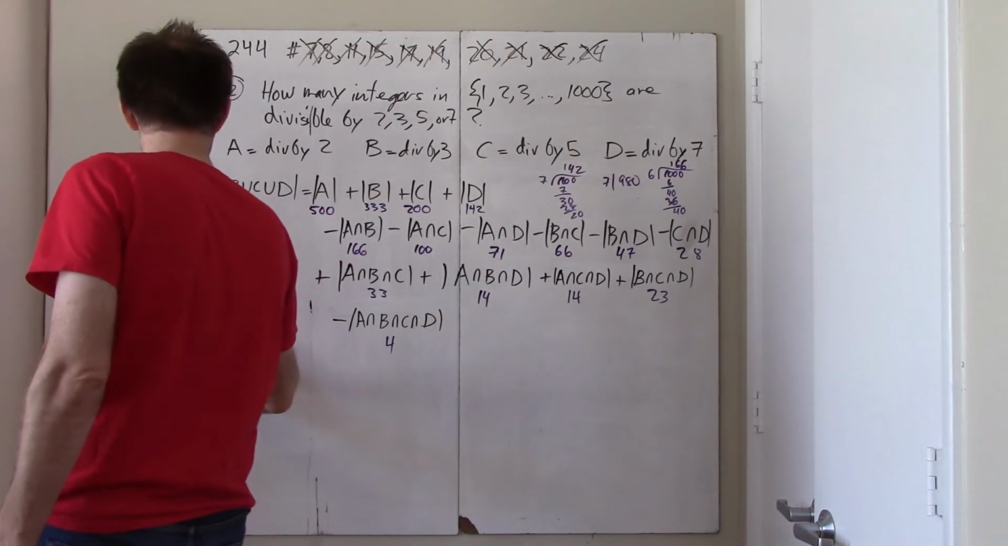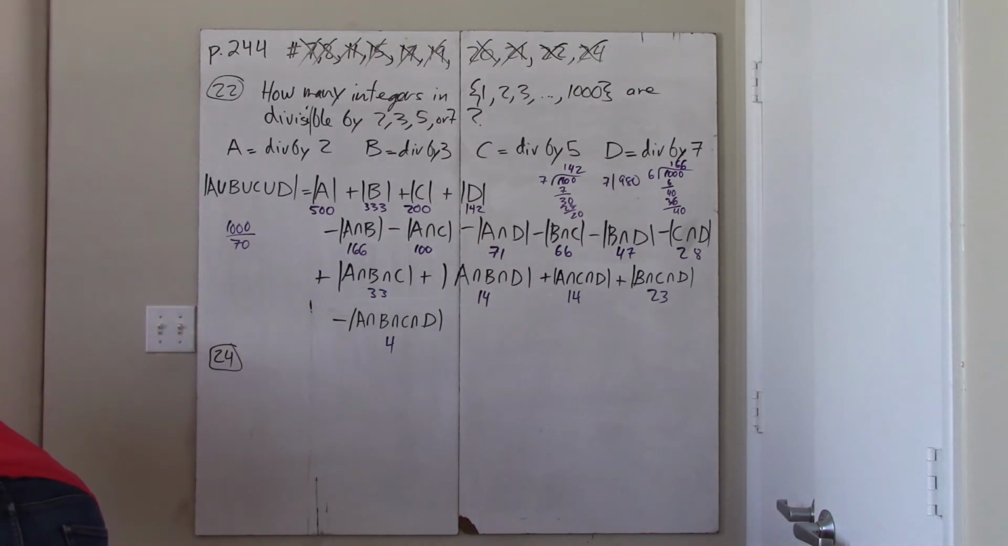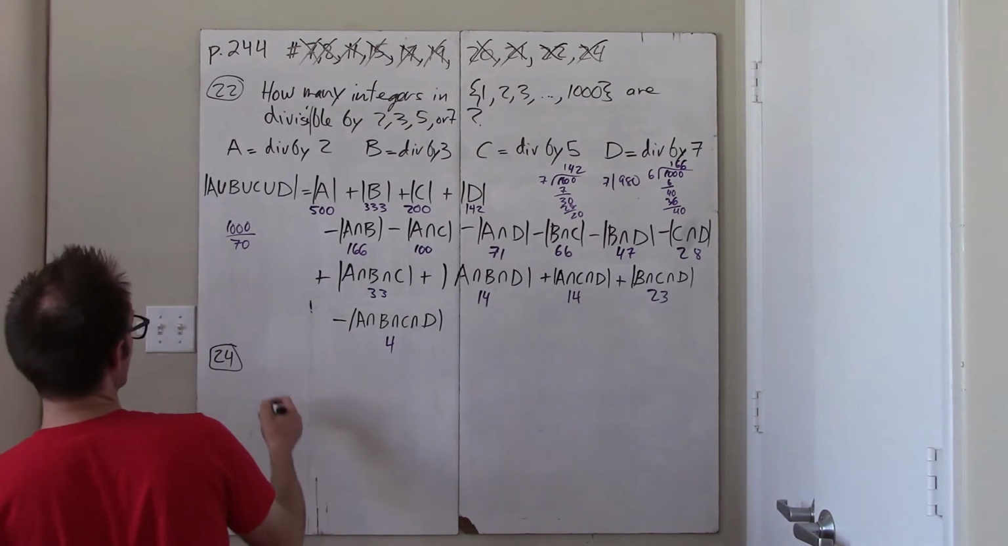Problem 24 says, apply the Euler totient function, which we learned about in the previous video. This problem is super tedious. I'm not going to actually do everything it says. It just says calculate phi of n for a bunch of numbers.